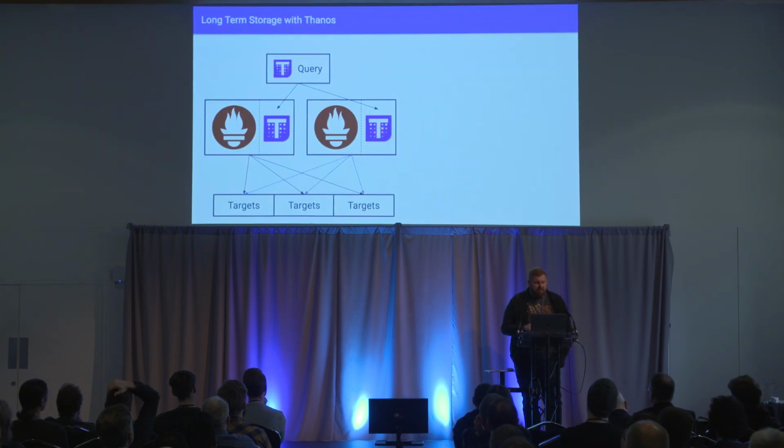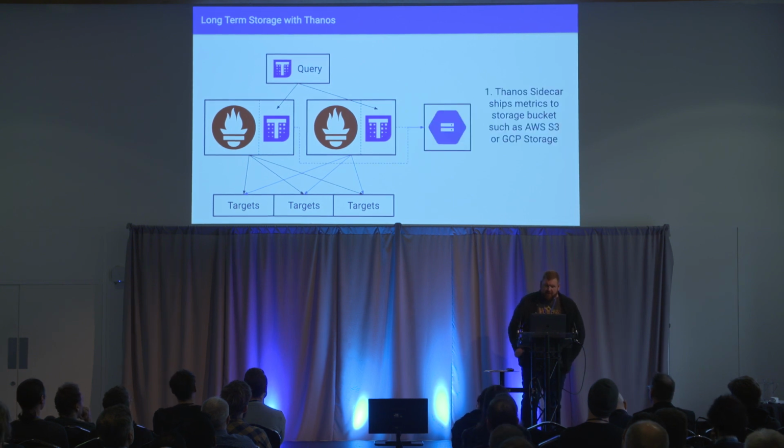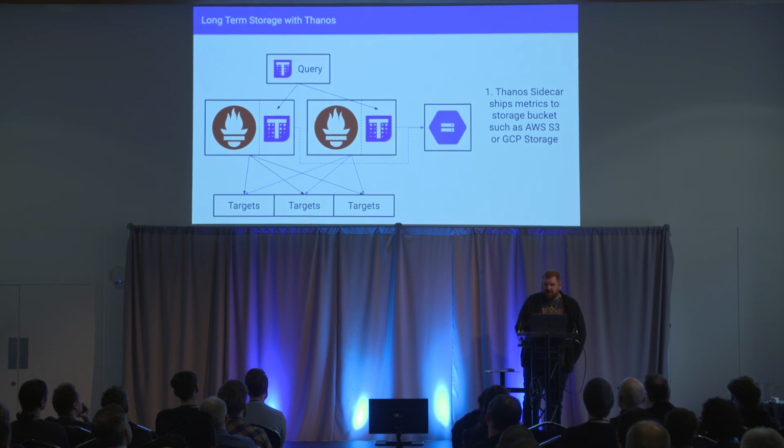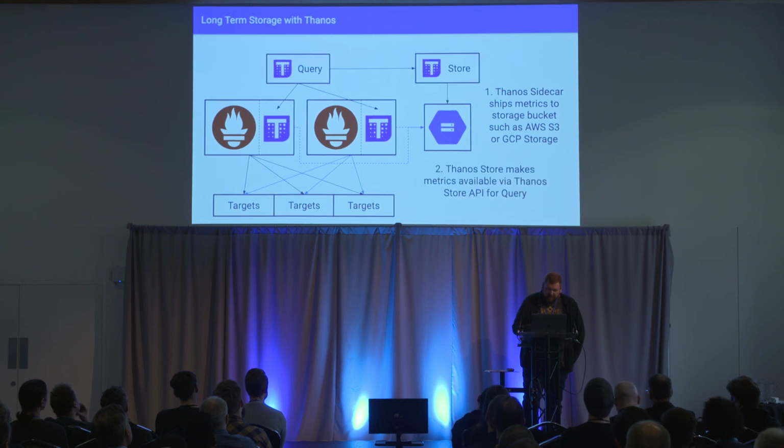So this is the environment we have with the sidecars and with query. We now configure the Thanos sidecar to be aware of an S3 or GCS or whichever bucket technology you wish to use. Once it has this in its config, it will start pushing those metrics up into that bucket. And we then expose an API in front of that bucket called Thanos Store.